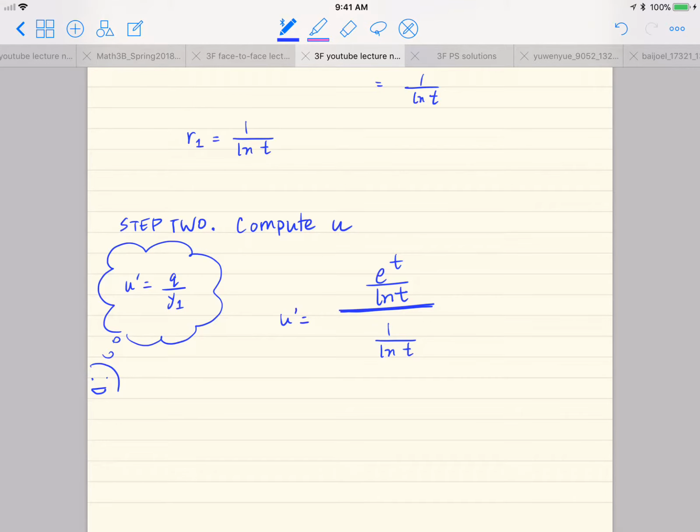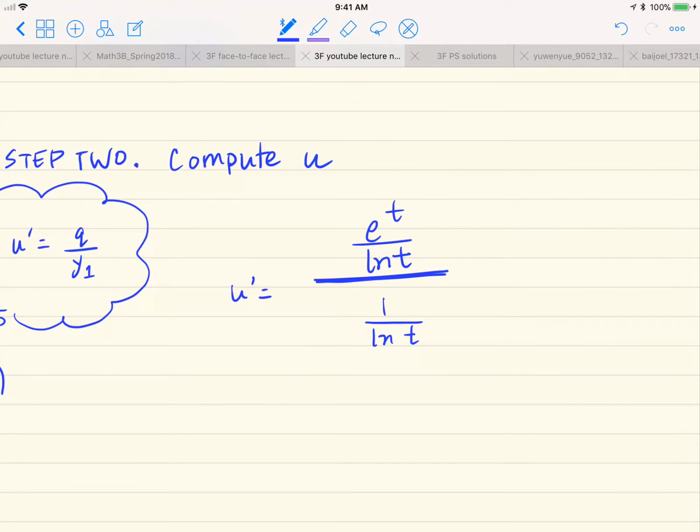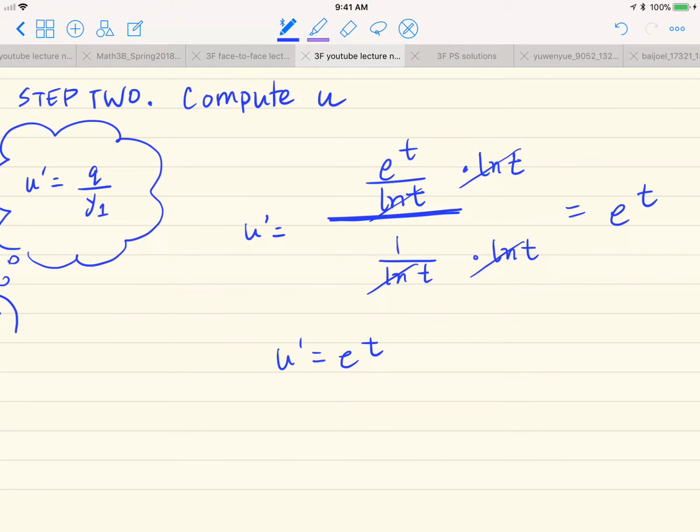I can simplify this. I'm just going to multiply the top and the bottom by natural log of t, and I'm just going to get e to the t. So u prime is equal to e to the t. I can integrate both sides to get u, right? So the integral of du equals the integral of e to the t dt. So u is equal to e to the t plus a constant.